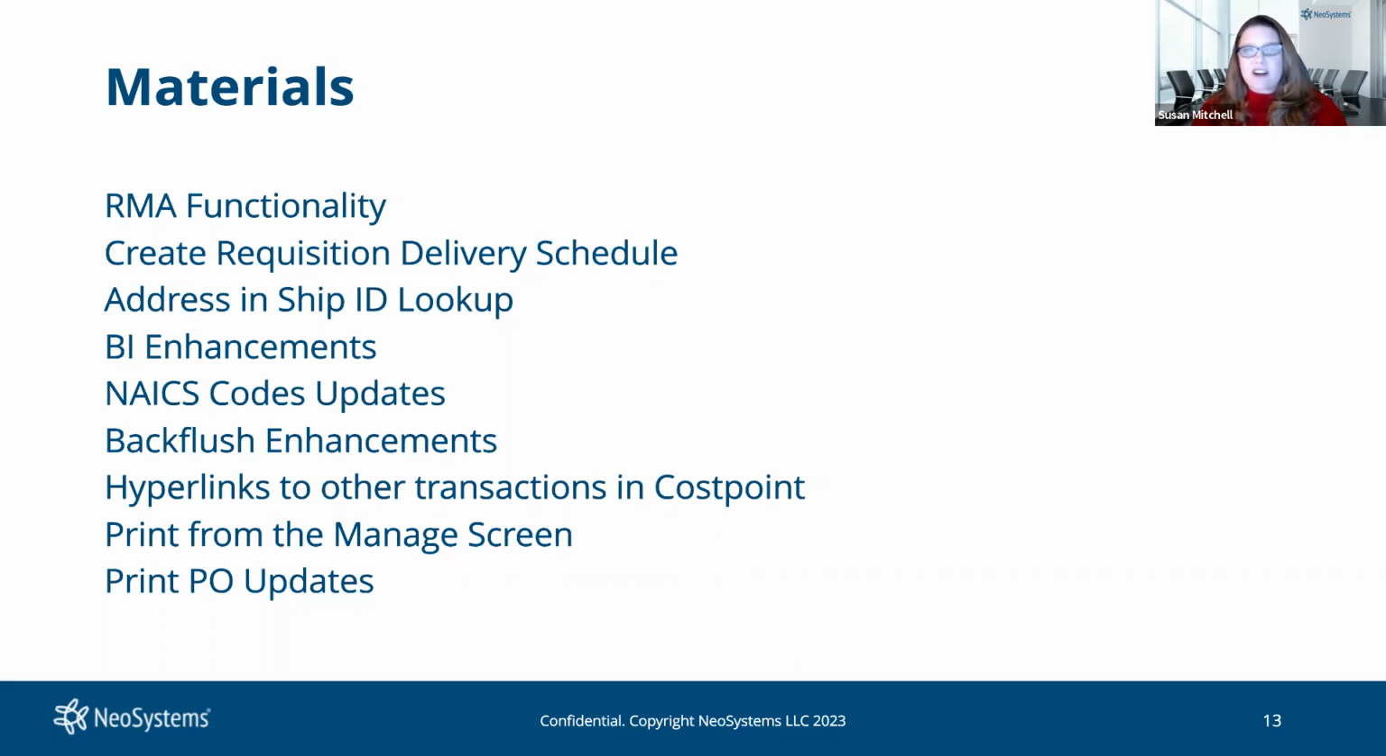Hyperlinks to other transactions in Costpoint. So if you're in, say, a purchase order, you can click and go see the requisition or things like that. It'll take you to that. You can print from the managed screen. It used to be that if you were entering a purchase order, you had to go to another screen to print it. Now you can print from the managed screen, which is nice. And then print any PO updates. That's another one that will show you the updates that have been done for the purchase order.